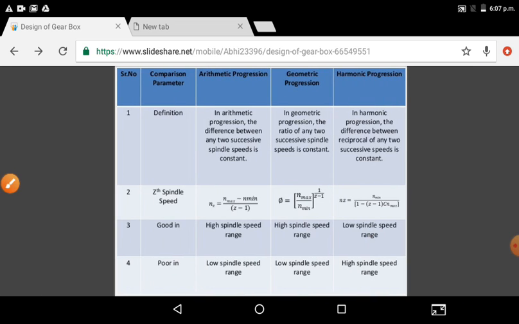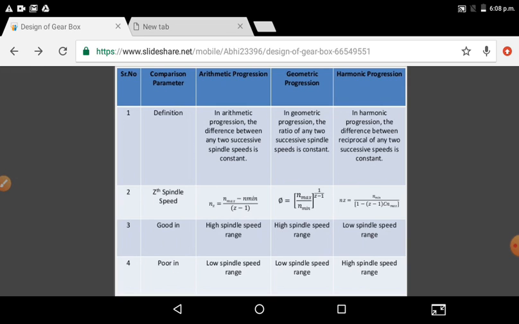Now the comparison of arithmetic, geometric and harmonic progression for the design of the gearbox. As we discussed, in the arithmetic progression, the difference between any two successive spindle speeds is constant. In the geometric progression, the ratio of any two successive spindle speeds is constant, and in the harmonic progression, the difference between the reciprocals of any two successive speeds is constant, right?